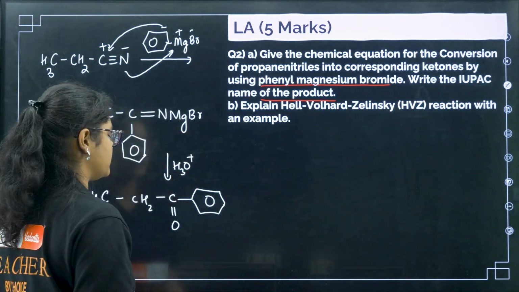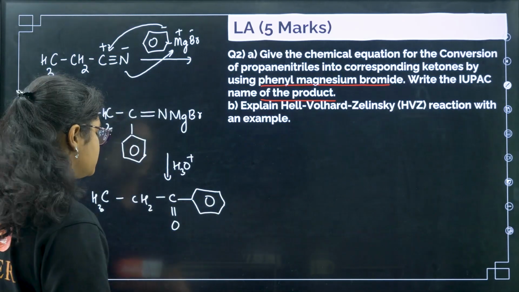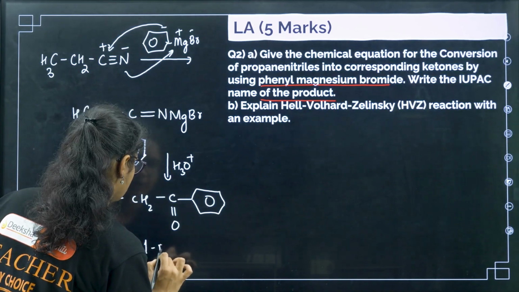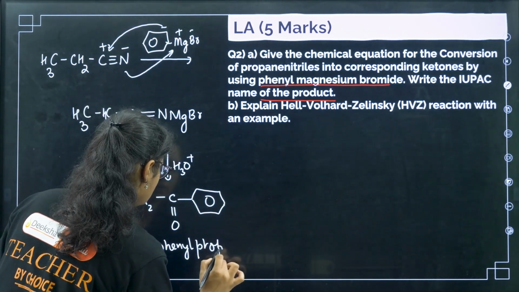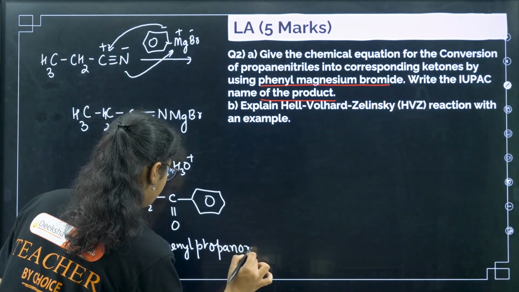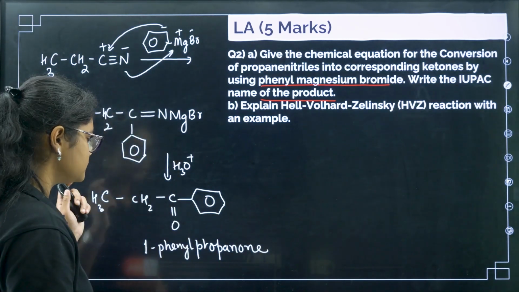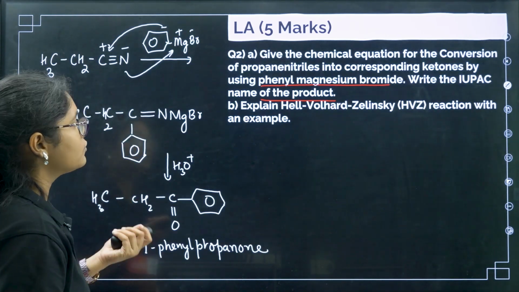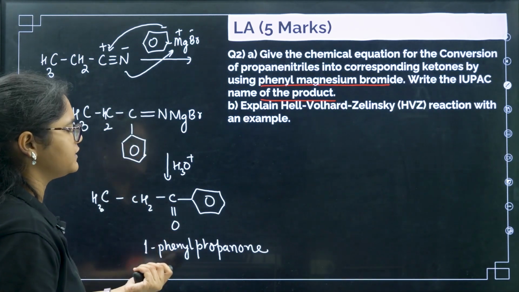Okay, now you need to write the IUPAC name for this one. So on the first carbon this phenyl group is attached, so you can write down 1 phenyl, okay, propane one. Okay, 1 phenyl propanone. Okay, so clear. Now coming to next part, explain the HVZ reaction with an example.